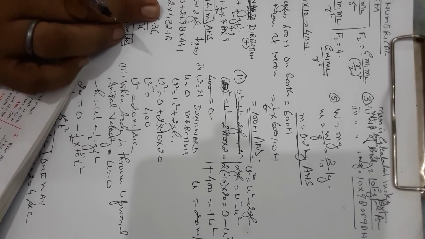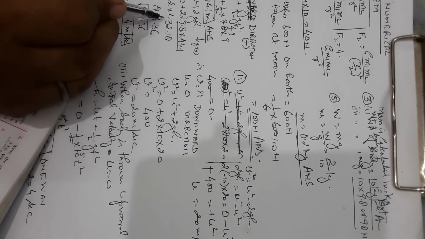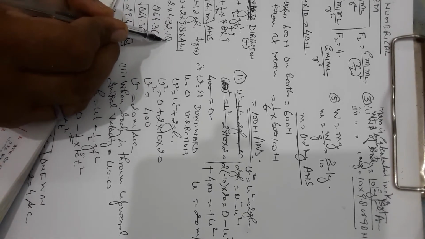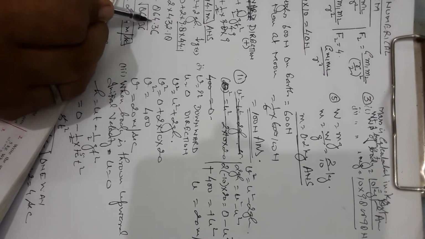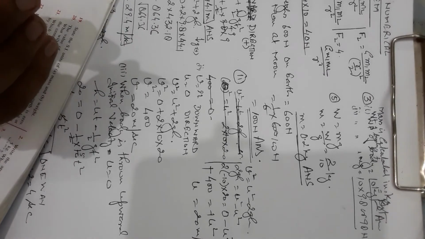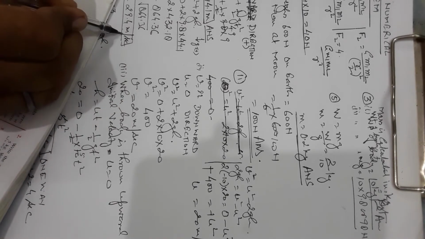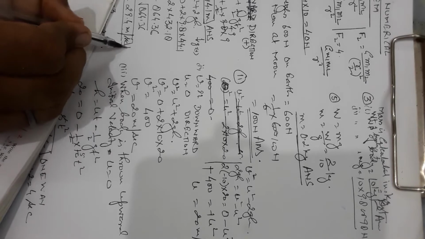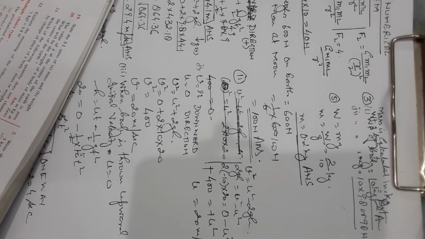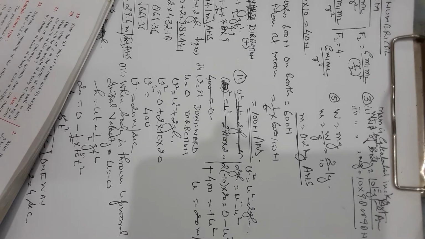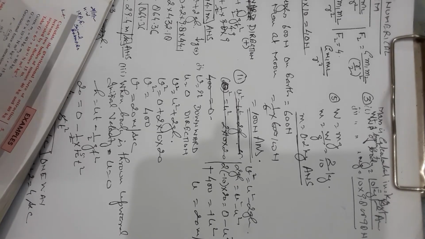On multiplying 9.8 into 44.1, I got 432.18. Again I multiplied by 2, it comes as 864.36, which is v square. By taking the square root of this, I got 29.4 meter per second. It is another answer, the second answer of question number 9. 29.4 meter per second.